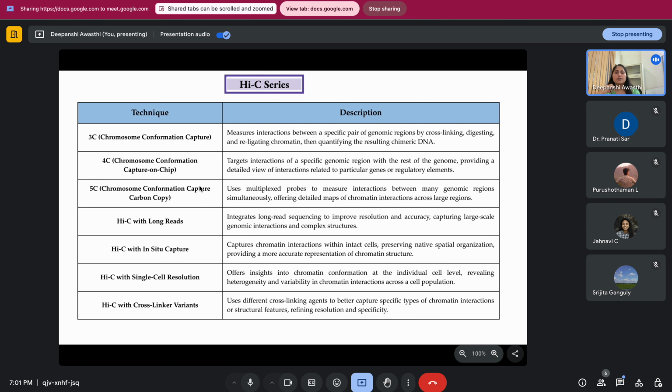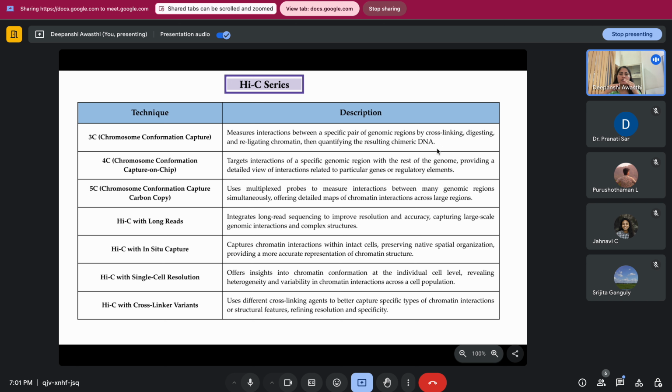Now in this case I have talked about the series of Hi-C. Beginning with 3C, which is chromosome conformation capture. It measures the interactions between a specific pair of genomic regions by cross-linking, digestion, and religating chromatin. Religating means, with the biotin being present, they are religating together through proximity annealing, and then quantifying the resulting chimeric DNA. So chimeric DNA, why?